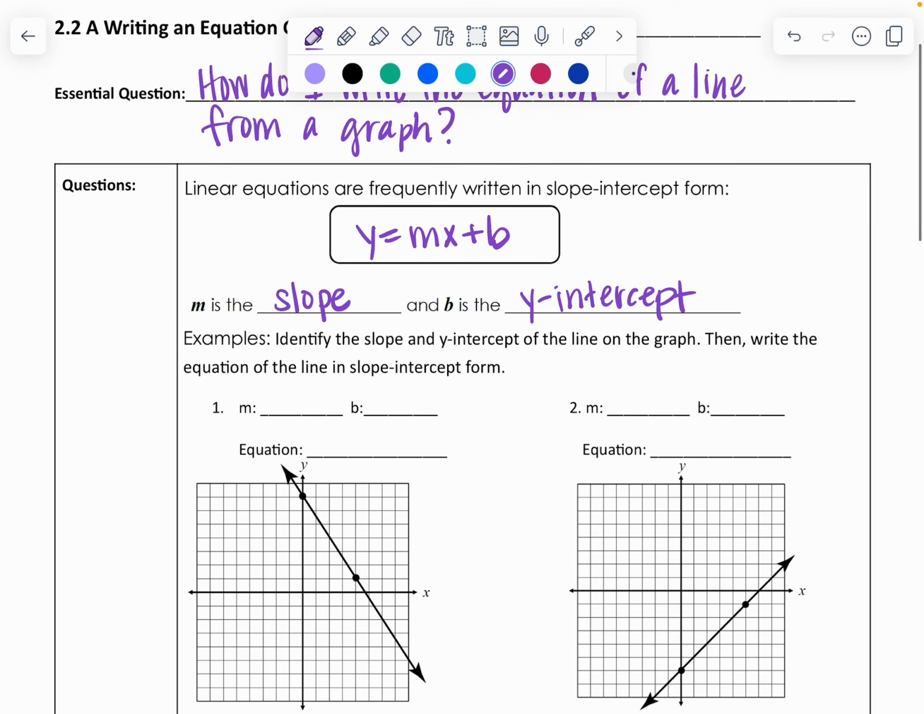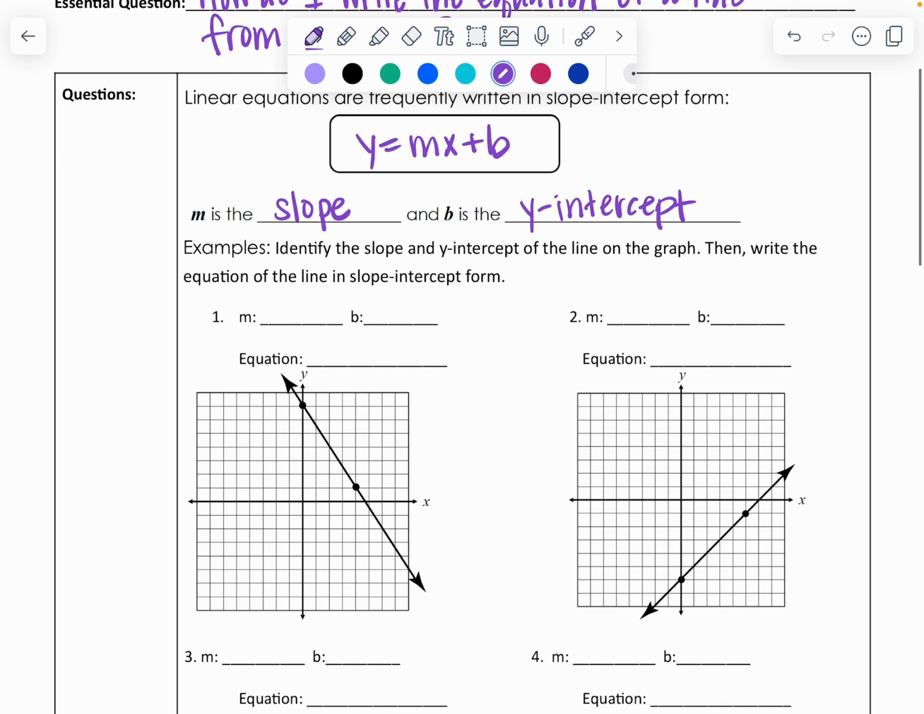So in the previous objective, we looked at an equation in slope-intercept form and drew the graph. Now we're going to look at the graph and write the equation. So we're just reversing that process. We're going to look at these graphs and identify the slope and the y-intercept and then plug it into the equation y equals mx plus b.